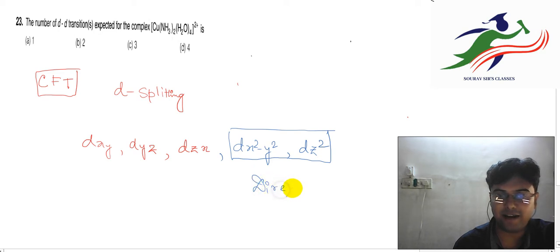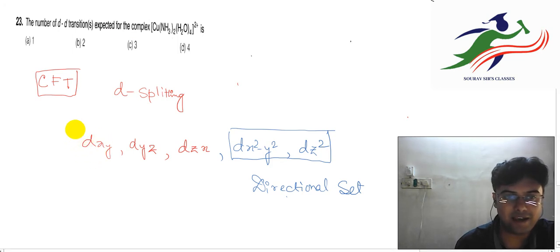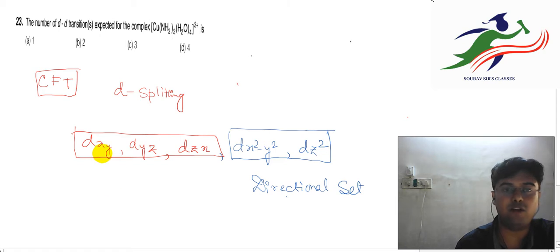directional set of orbitals because they have their lobes directed along the axis, while the rest of the three, dxy, dyz and dzx, have their lobes in the diagonal positions and not directed along the axis. So they are called the non-directional set of orbitals.